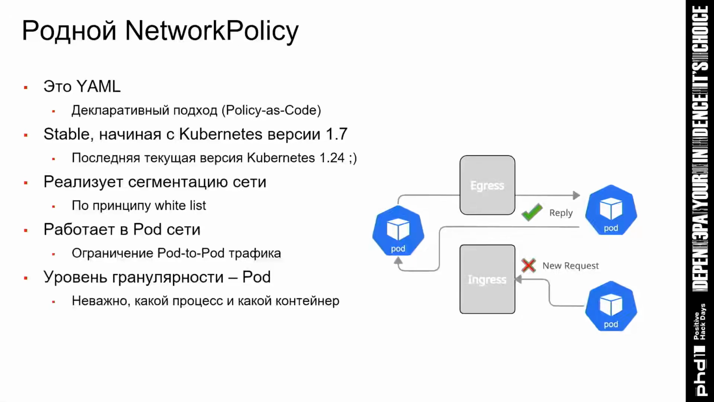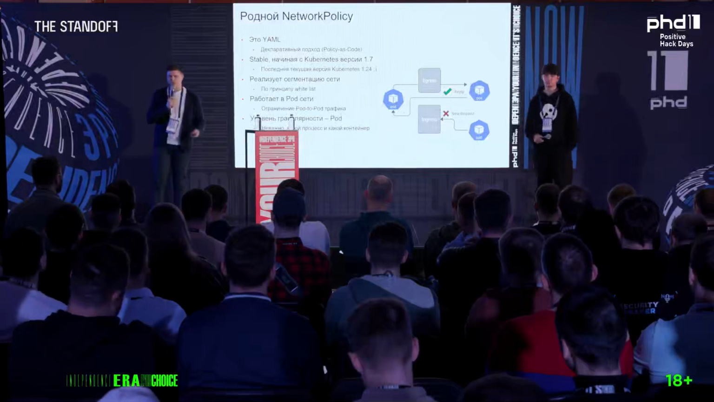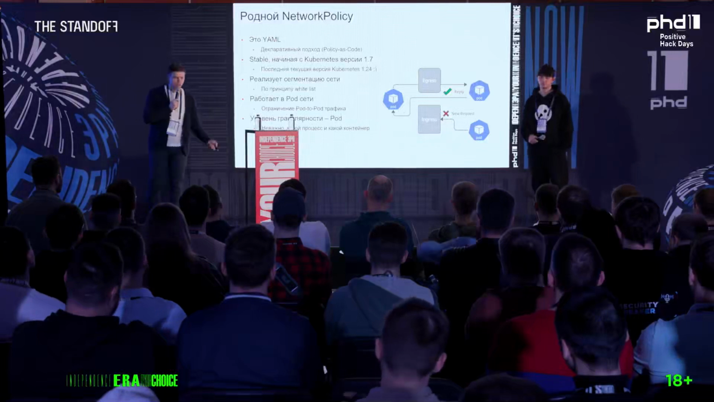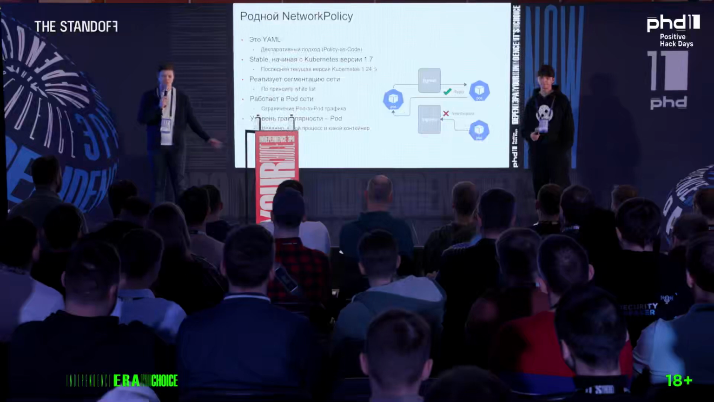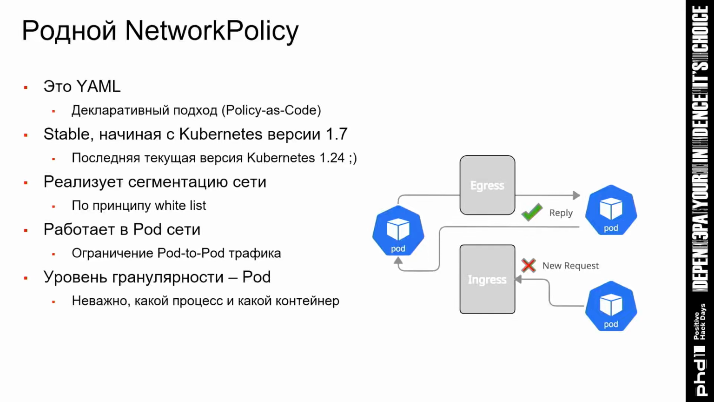Like everything in Kubernetes, network policy is YAML. So the beauty of it is that you can approach security as policy as code. You can store it in Git. You can look at the progress and modification of your policies. This resource is something that you get starting with version 1.7. Now the latest version is 1.24. If you make use of Kubernetes, it is bound to have network policy.